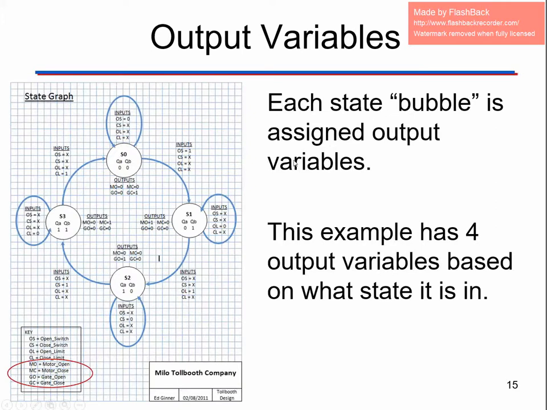Each state bubble is assigned an output variable then. This example has 4 output variables based in what state it is in. So if we look down here, we have motor open, motor closed, gate open, or gate closed. So is the motor moving? Yes or no? Is the gate open or closed? Yes or no?